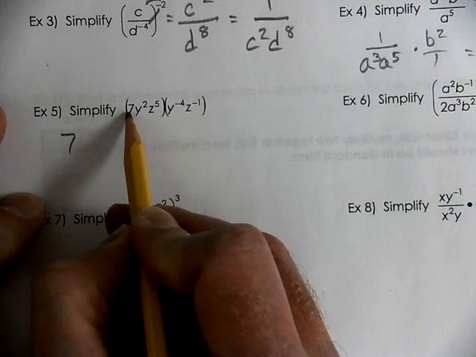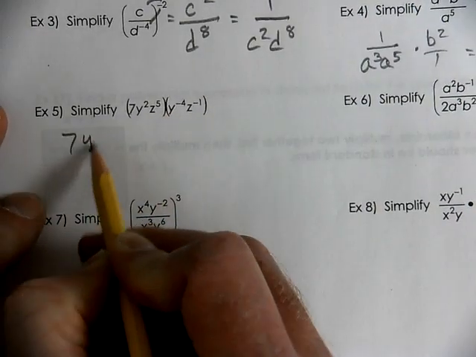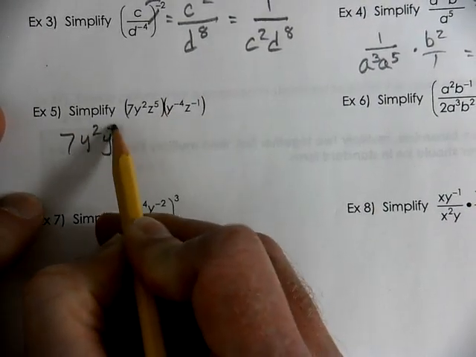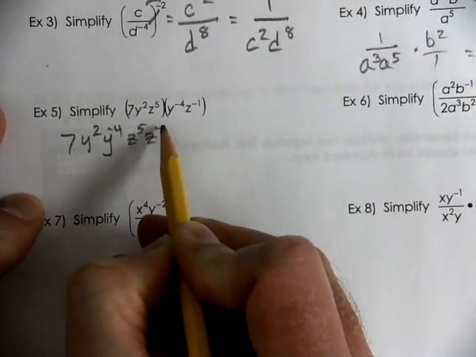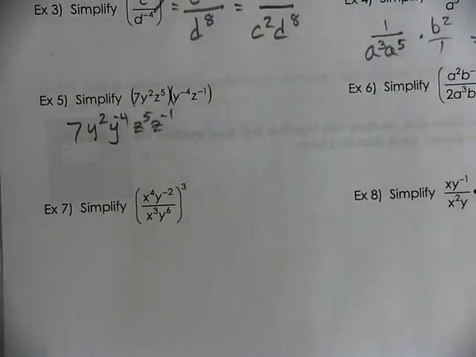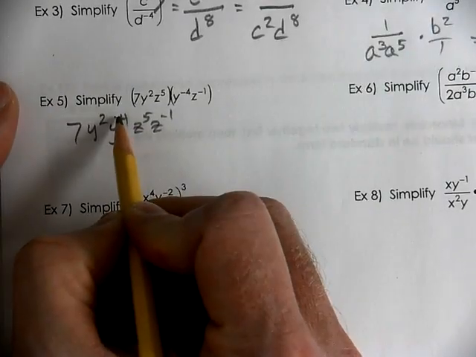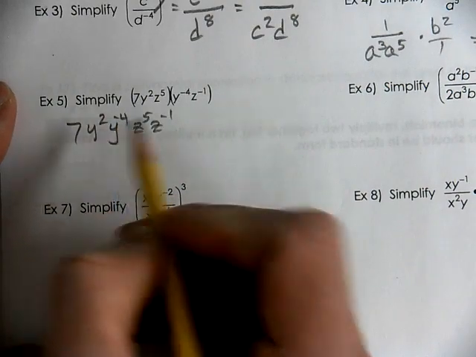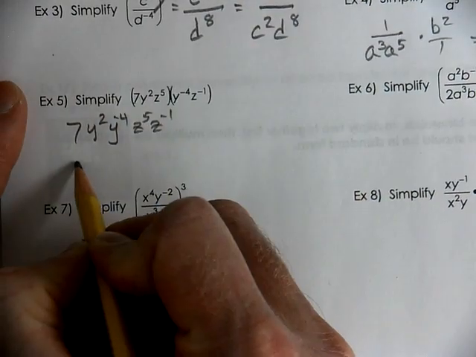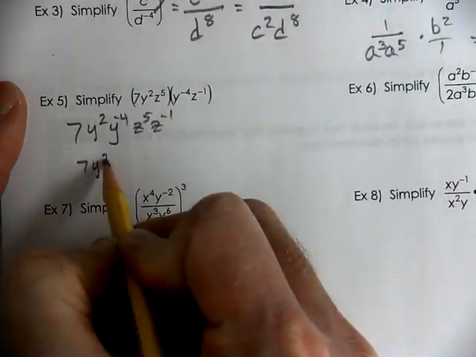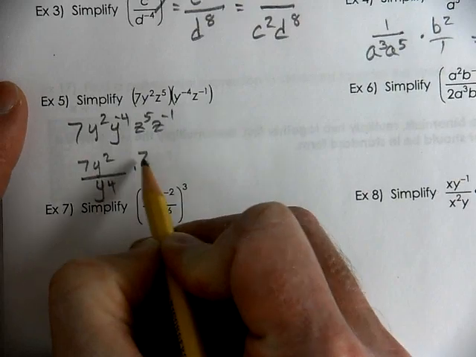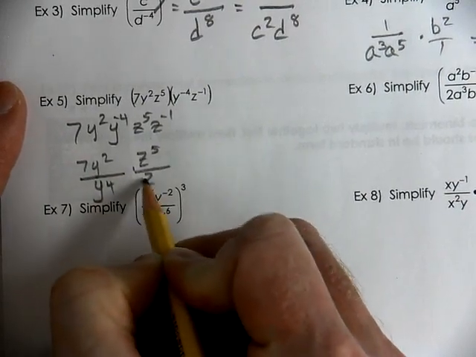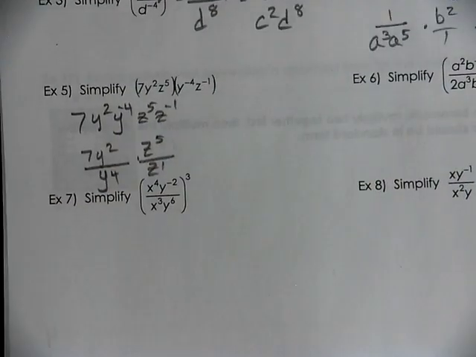We have a 7. We have a y squared. We have a y to the negative 4. We have a z to the 5th. We have a z to the negative 1. So I'm just kind of grouping up our letters that are the same. If you would like, you could say that this was 7y squared with y to the 4 on bottom. This is z to the 5th with z to the 1st on bottom.